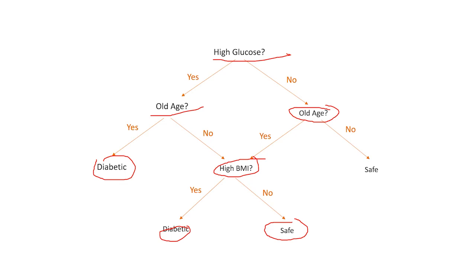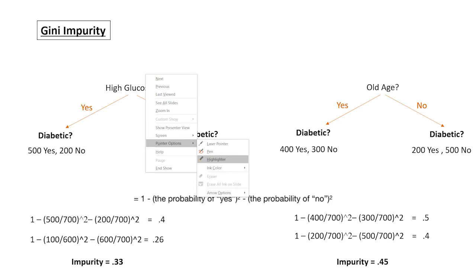If the person does not have high glucose and does not have old age, or is young, he is perfectly safe. So this is an example of a decision tree. Of course, we can replace high glucose with old age or old age with BMI. We have to check the impurity of each subcomponent to determine which will come at the top and which will come at the bottom. This is computed using an impurity measure known as Gini impurity.